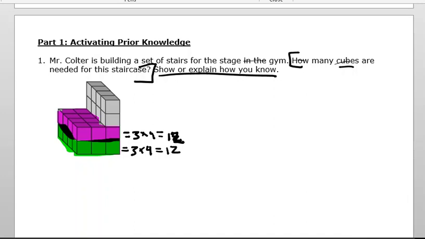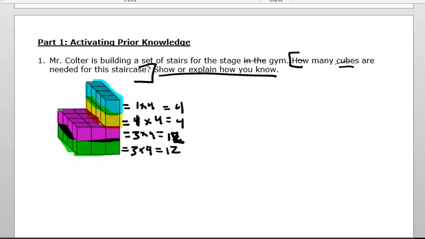For my third layer, I only have 1 by 4. So I have 1, 2, 3, 4 cubes for that third layer. 1 times 4. And then in my fourth layer, I have the same. I have 4 cubes. 1 times 4 is equal to 4.